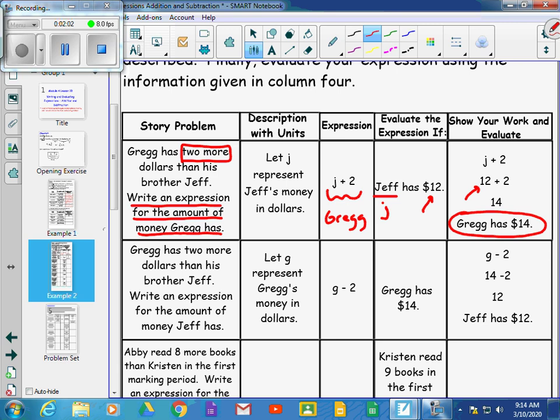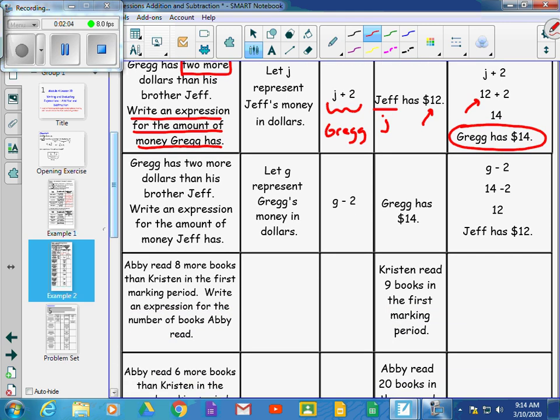Now the next example is sort of the opposite. It says Greg has $2 more than his brother Jeff. Write an expression for the amount of money that Jeff has. Okay, so the expression this time is going to be for Jeff. That means Greg has to be the G. G is going to be Greg's money in dollars. If Greg has $2 more than Jeff, and this expression represents Jeff, then what we have to do is take away $2 from the G in order to figure out how much Jeff is going to have.